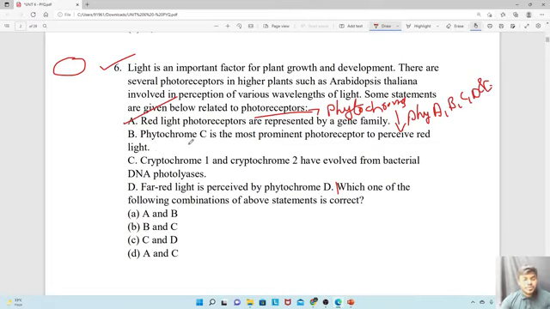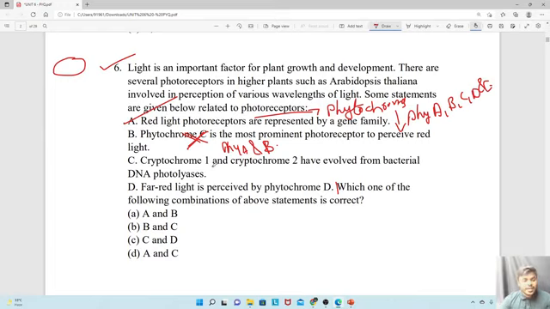Now look into option B. Phytochrome C is the most prominent one. No, right? We have phytochrome A and phytochrome B. These two are more prominent, not phytochrome C. Hence, option B is a wrong statement.